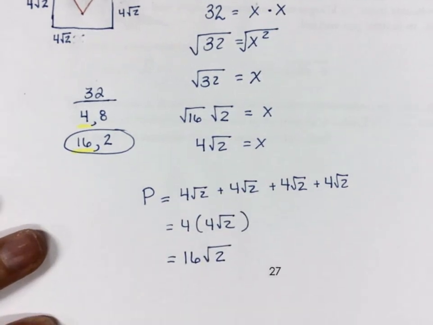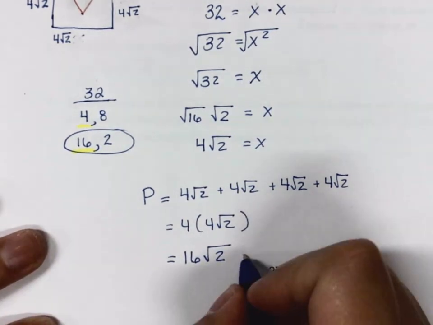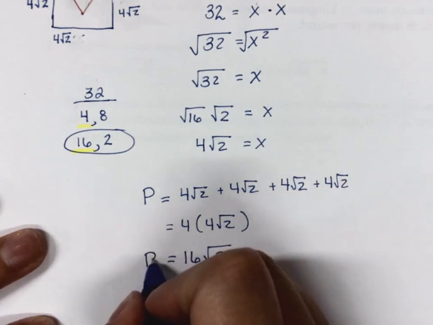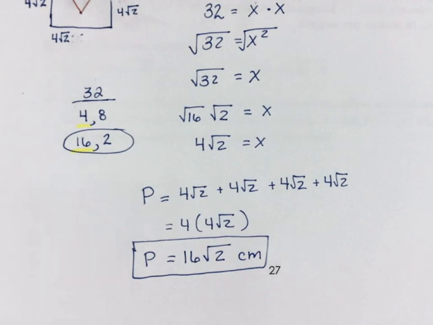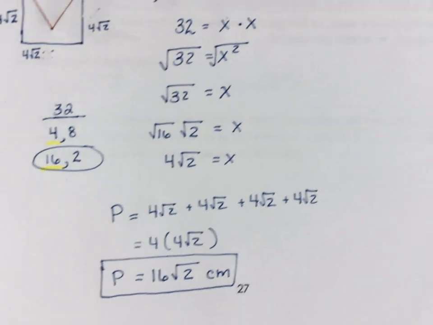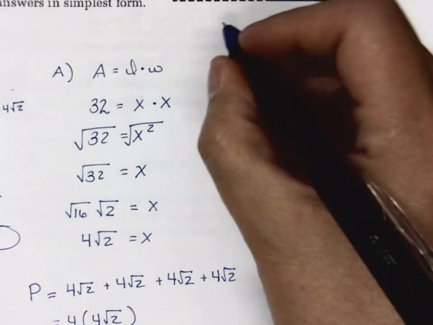16 root 2. And what are my units? Centimeters. Miss Callie, how come I get 4 times 4 equals 16, but then I do the root? Never mind. Okay, so are we okay with that? Okay, perfect. That's A. So now we're going to look at B.